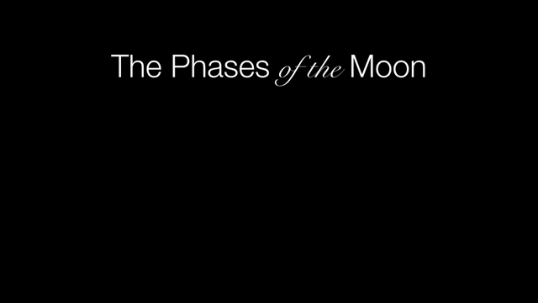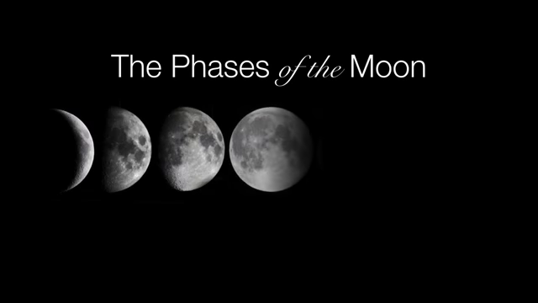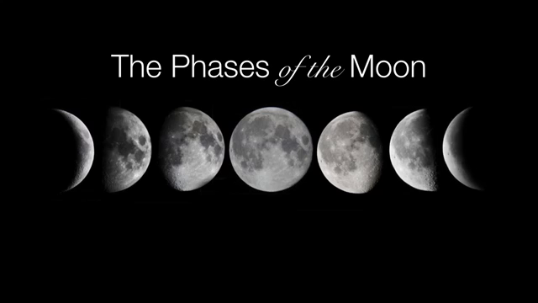Imagine if you could watch the moon over the course of several weeks. You would see that light would gradually be added to the face of the moon, and then after reaching the full phase, the light would seem to come off. So these are the familiar phases of the moon.